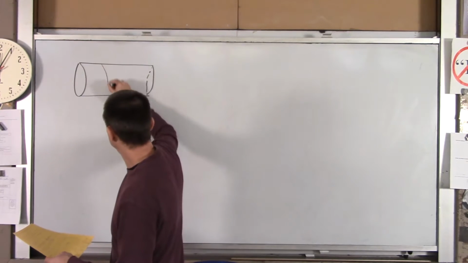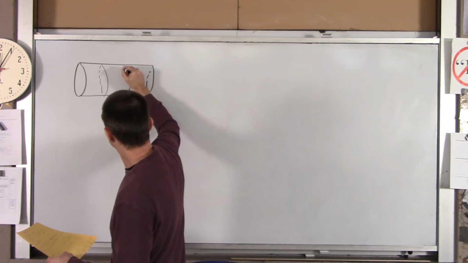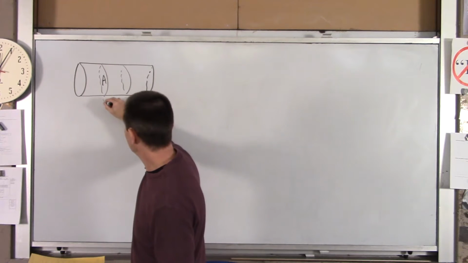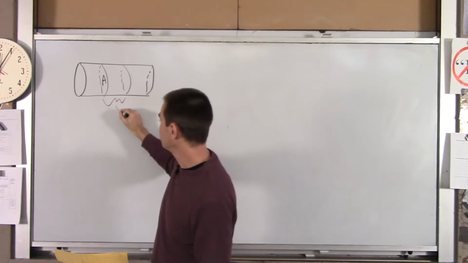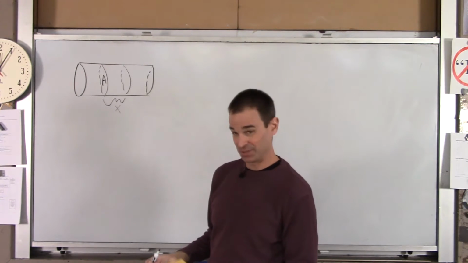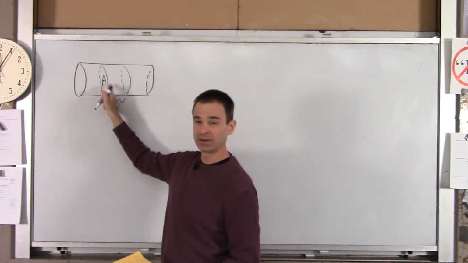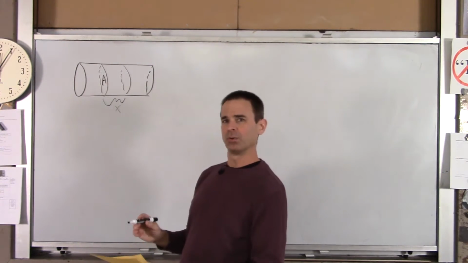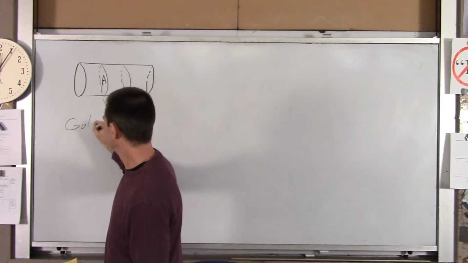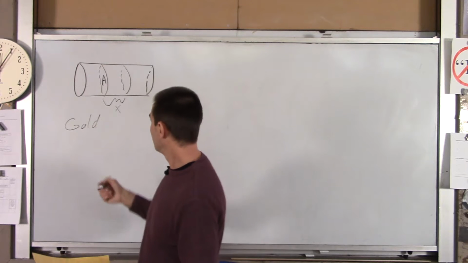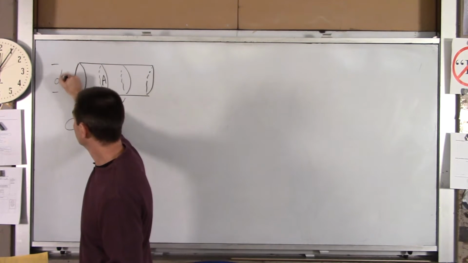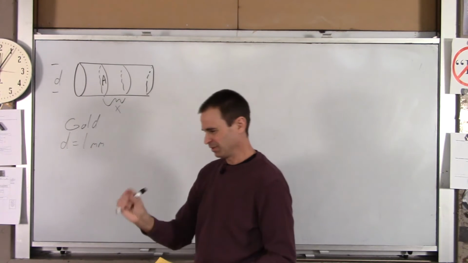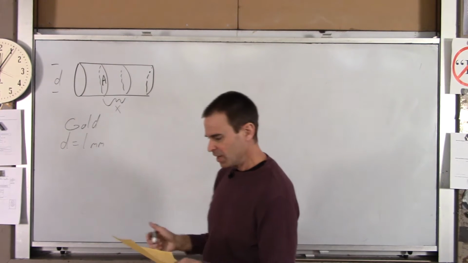So imagine we've got that little cylinder, and it's got dimensions. It's got an area A, and the height of it we'll call x. The volume of that cylinder, and we're going to need volume, is simply the base area times x. We're going to splurge a little bit here and say it's gold. Let's say the diameter, little d, of the wire is 1 millimeter. That would be a relatively thin wire, but not too thin.